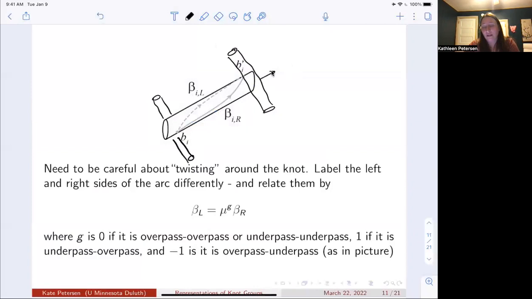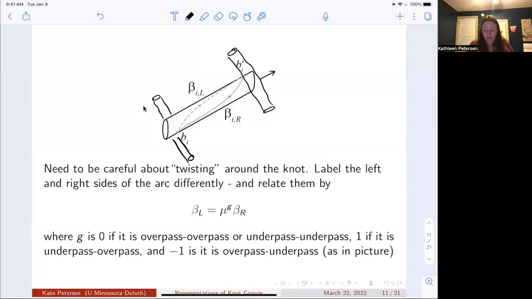So here's the orientation of the knot. With that orientation, this one is on the right and that one is on the left. And there are a few different scenarios to entertain. There's this one where you go from an overcrossing to an undercrossing. You could go from undercrossing to an overcrossing, or it could be a non-alternating knot section.